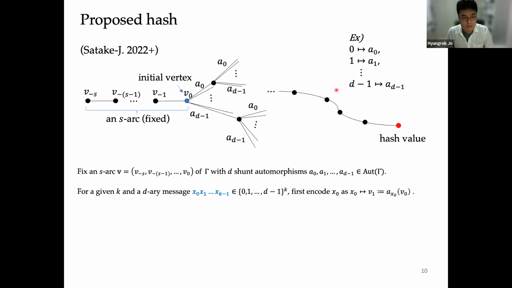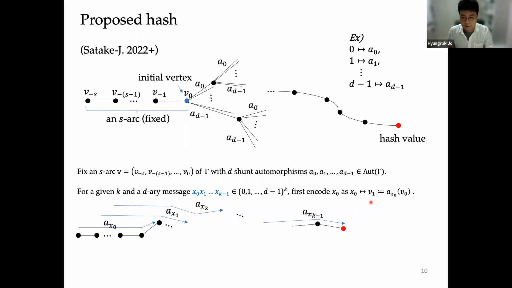And now we have a message, and we work on the graph with a shunted S-arc by the assigned automorphisms. First, X0 gives a shunt automorphism labeled by X0, and the initial vertex slides to the vertex V1, which is the end vertex in the next shunted S-arc. Successively, we compute the process. Here, for proper work, we should define the composite of automorphisms and their inverses in order to move back and forth vertex by vertex. The details are quite complicated, so we refer to our paper. And last, we have a hash value as a terminal vertex.